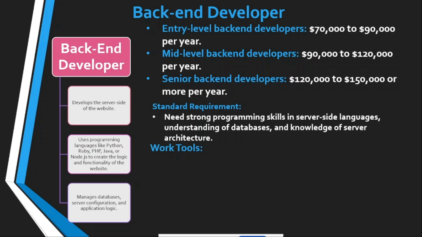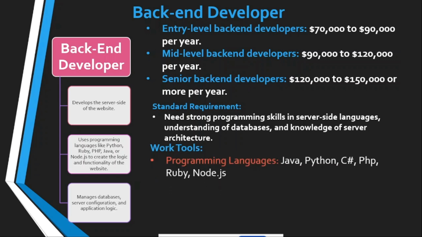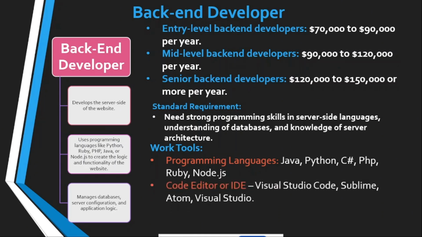Okay, so what tools do backend developers use? The programming languages, like I said, you need to know at least one. These are examples of programming languages. Note that Java is not the same thing as JavaScript. Just making that note for you. So Java, Python, C Sharp, PHP, Ruby, Node.js. These are examples of programming languages you make use of for your application logic, for writing the logic. Okay, and they make use of code editors, almost the same.